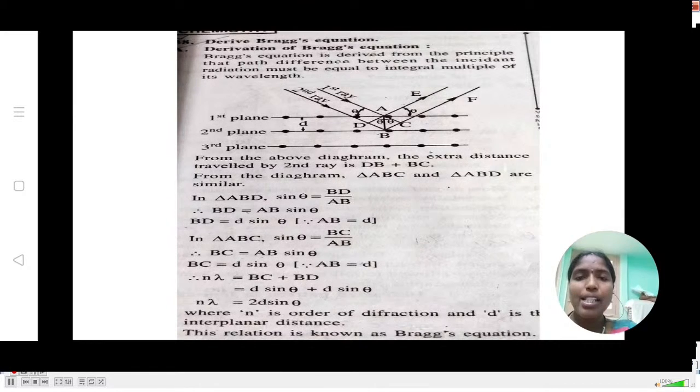Here in this equation, the terms are: n is the order of diffraction, and d is the interplanar distance, or the distance in between two planes. Okay, this relation is known as Bragg's equation.